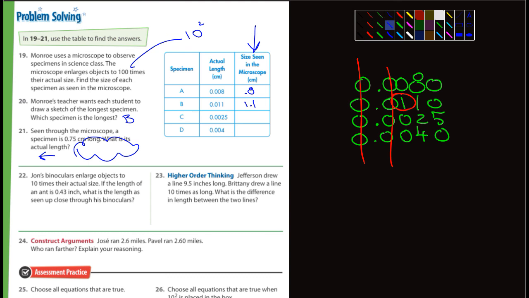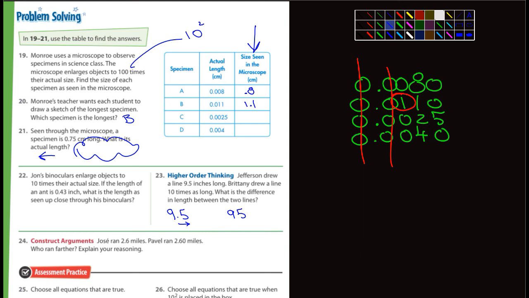Number 22, yeah, you could do that one. 23, Jeffrey Drew, yeah, Brittany. Okay, so 23. Let's look at 23 for a second here. Jeffrey drew a line that's 9.5 inches long, and Brittany drew a line that is 10 times as long. So it's 10 times larger. What's the difference in length between the two lines? Well, first off, if we have a line that's 9.5 and I needed to make that 10 times larger, which way am I going to move the decimal? That way. So it's going to become 95.